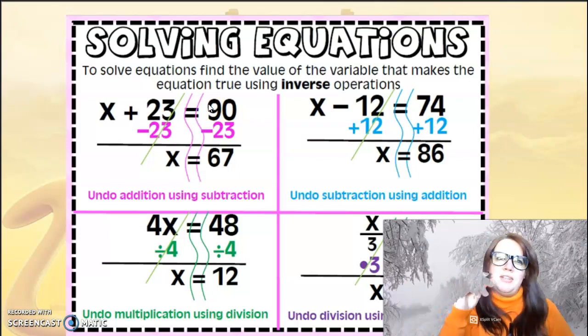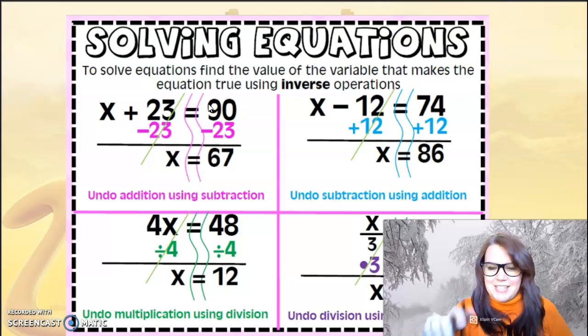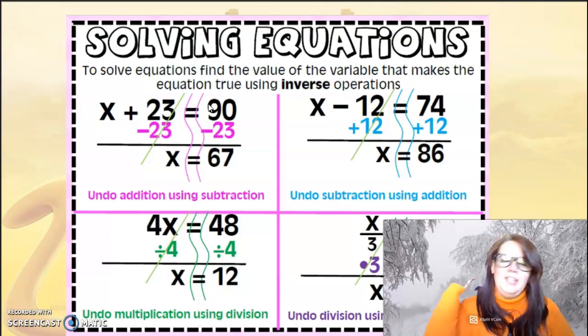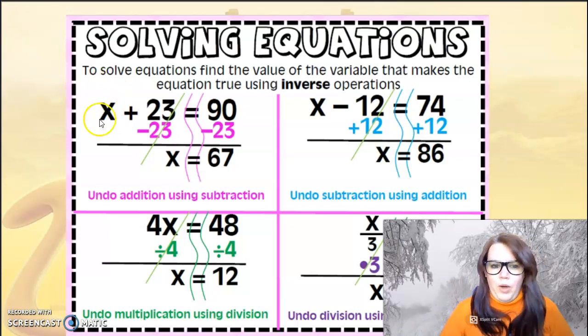So you know how it's kind of like you have to backtrack and find all the clues to figure this out? That is exactly how I think about it. So I think, okay, well, whatever that mystery number is, it added to 23 to make 90. So if I'm working backwards, I can undo addition with subtraction. So what if I subtracted 23 from that number?